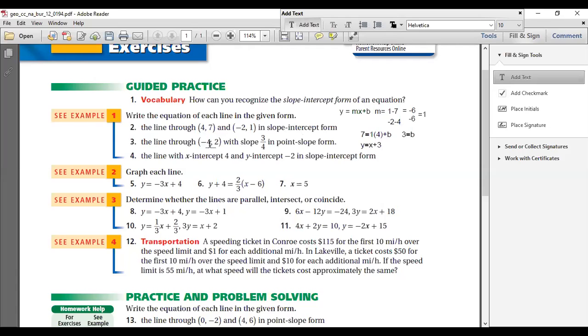The line through negative 4, 2 with slope 3 over 4, in point slope form. Now, this is a very easy one. They have given us a pair of coordinates and they also gave us the slope. So first let's write down the point slope form. That's going to be y minus y1 equals m, and inside the brackets, x minus x1. Okay, now let's just substitute it.